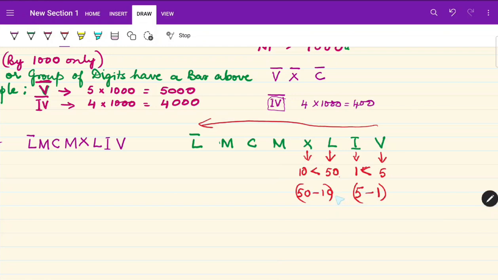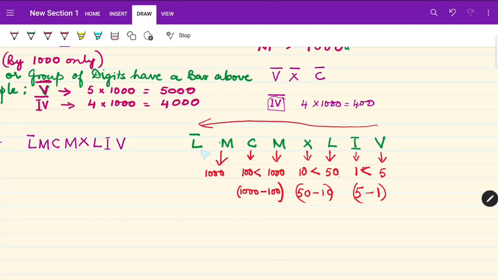All right. Now we go to M and C. What is the value of M? M is 1000 and C is 100. Correct? C is 100. Again, subtraction involved. 100, which is to the left of 1000, is less. So there's subtraction involved. 1000 minus 100. All right. And then M is 1000. M has a value 1000.